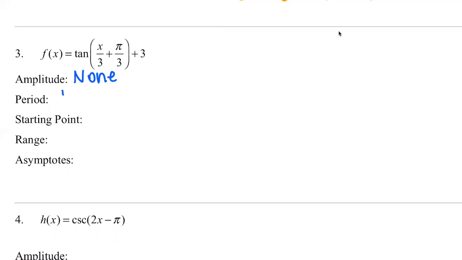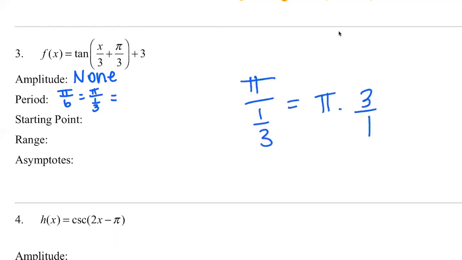Remember, we calculate the period of our tangent graph by taking pi divided by b. In this case, our b value is 1/3. So we are going to take pi divided by 1/3. When we do that, dividing is the same thing as multiplying by the reciprocal. So we are going to get 3 pi as our period.